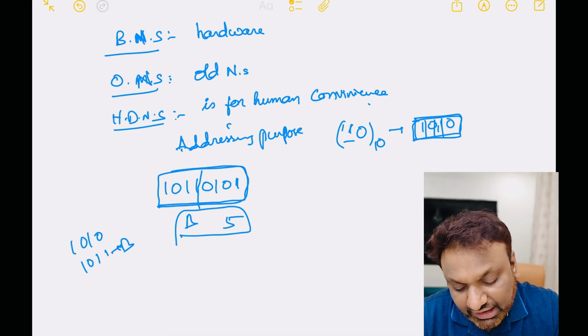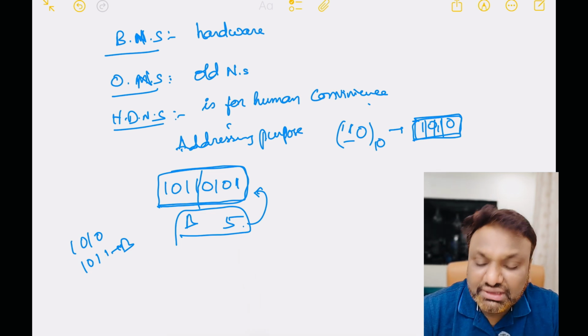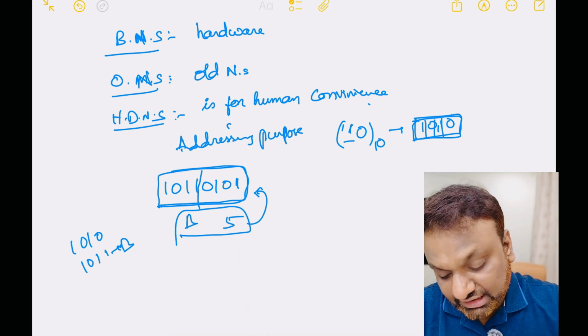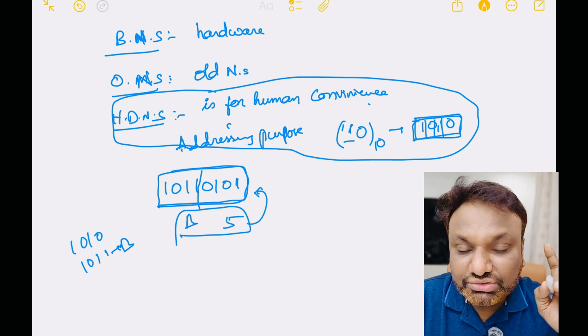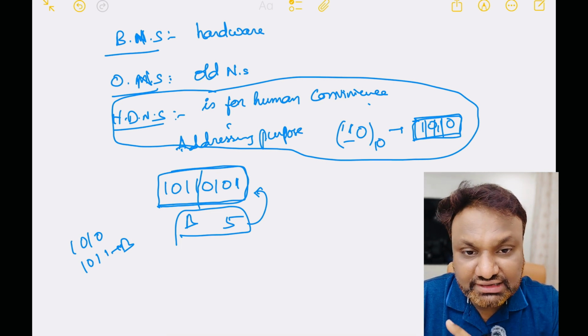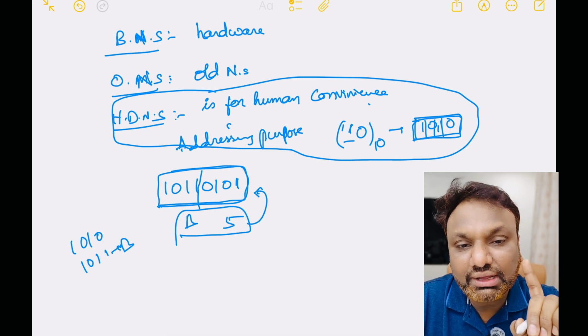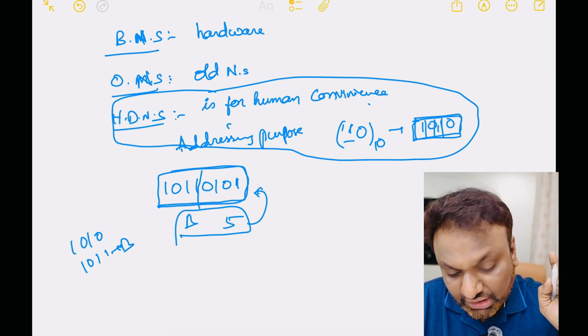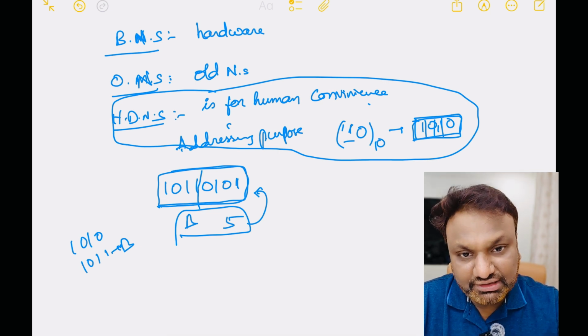Again I can convert that particular B5 back into binary by splitting it into 4 bits. So kindly understand, the hexadecimal number system is for human convenience only, and it is used only for addressing. The hardware doesn't understand the hexadecimal number system. The hardware understands only the binary number system. So these are the different types of number systems used in digital electronics.